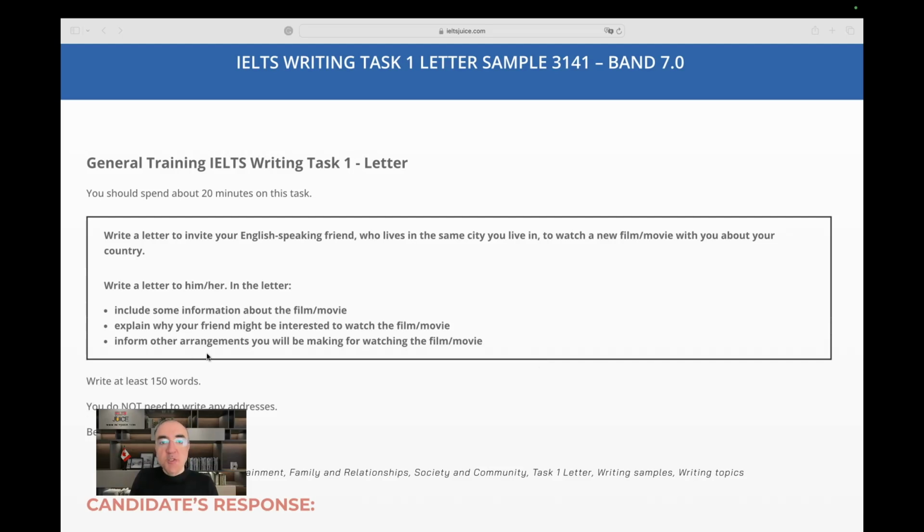Inform other arrangements you will be making for watching the film or movie. I don't know. You want to order pizza? You want to arrange the time? You want to book a seat? You want to make sure that your family is there and his or her family can also join. Or no, it's just a night between you two and you want to practice your English. Whatever it is, it's your letter and it's going to be your evening. I mean, this is beautiful, guys. Come on. Let's read.